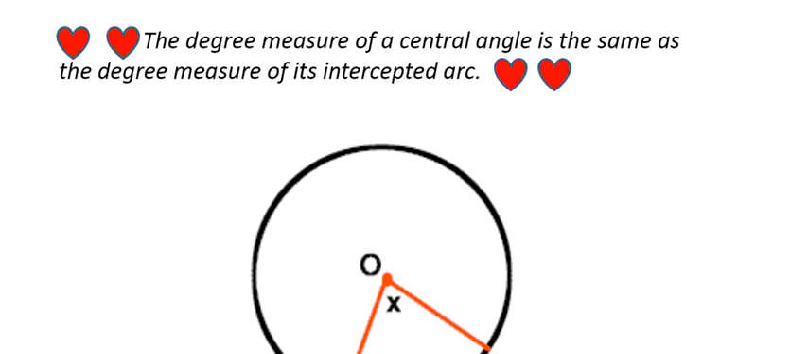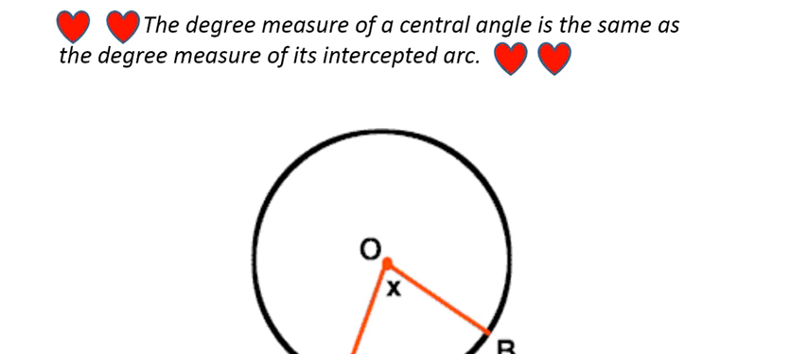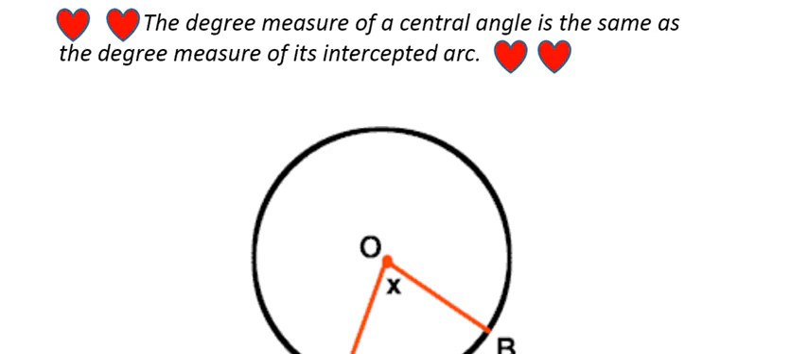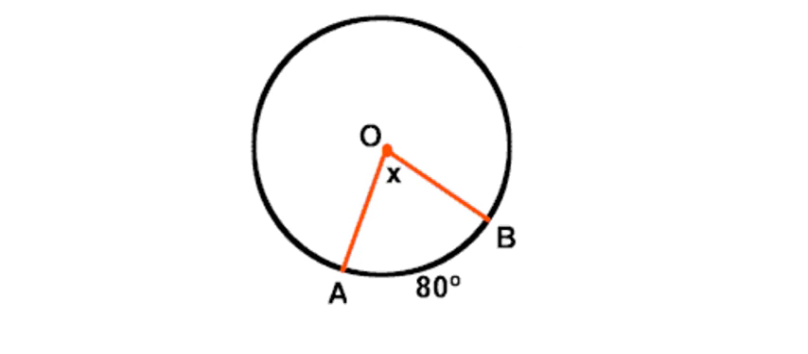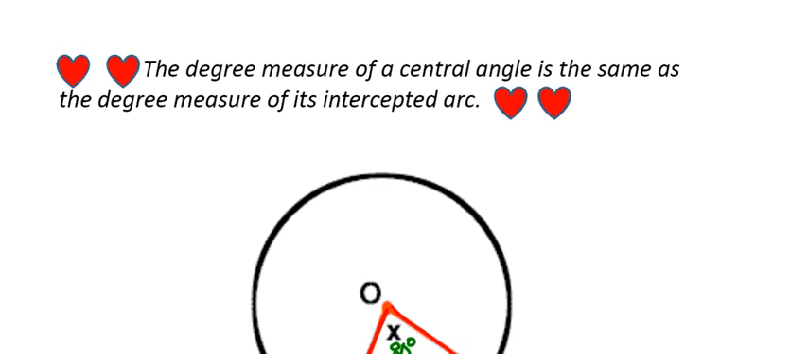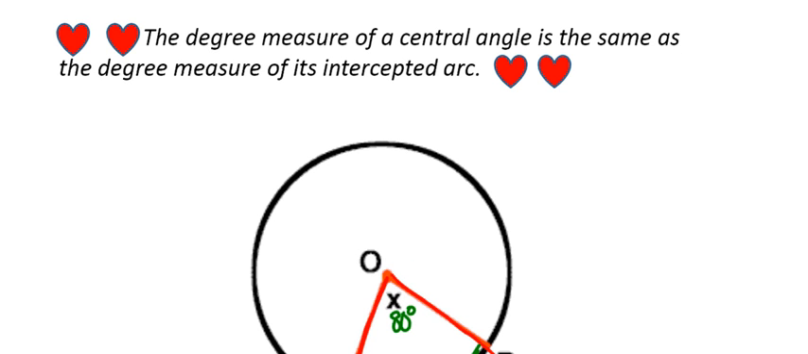All right, something that's going to be really important for you to know. The degree measure of a central angle is exactly equal to the degree measure of its intercepted arc. So in looking at this picture here, the intercepted arc is going to be the part of the arc that's bounded by these two radii. So in this particular case, it would be that green arc. Since its measure is 80 degrees, the measure of angle X, the central angle, is also 80 degrees. And again, that's something you need to know, you need to have memorized: the measure of a central angle is equal to the degree measure of its intercepted arc.